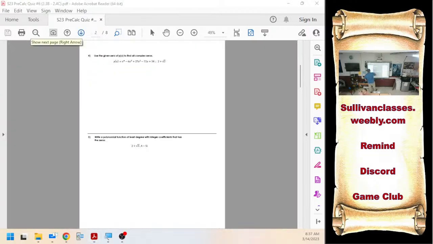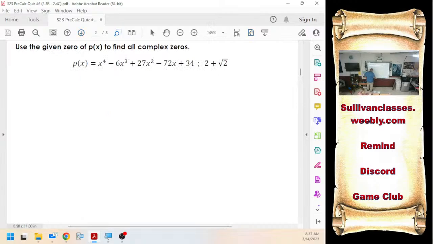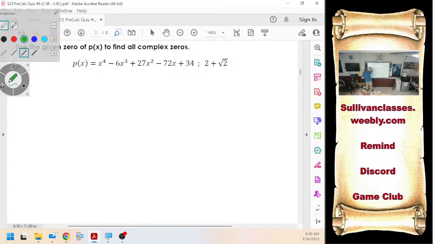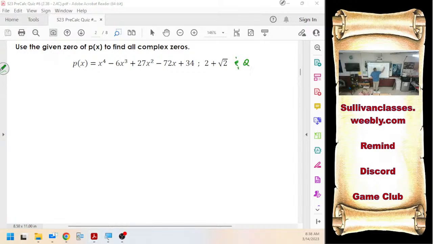Backside, there are only 2 problems here, and hopefully I got enough space for you. Use the given 0 to find all of the zeros. So this is what we were doing yesterday, or finishing up yesterday. If I know 2 plus root of 2 is a 0, I also know what? You have a choice. Do you want to go distribution bonkers with the definition like we did in Algebra 2? Or do we like that cheater by now? I like that cheater.